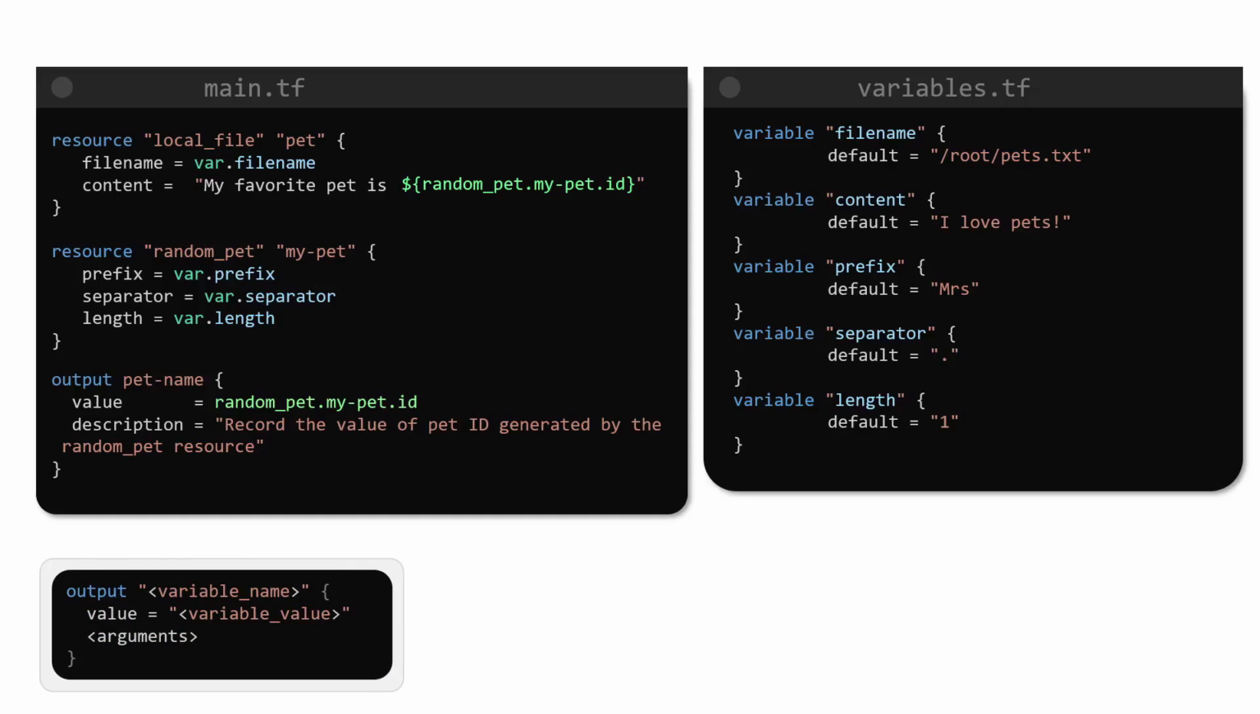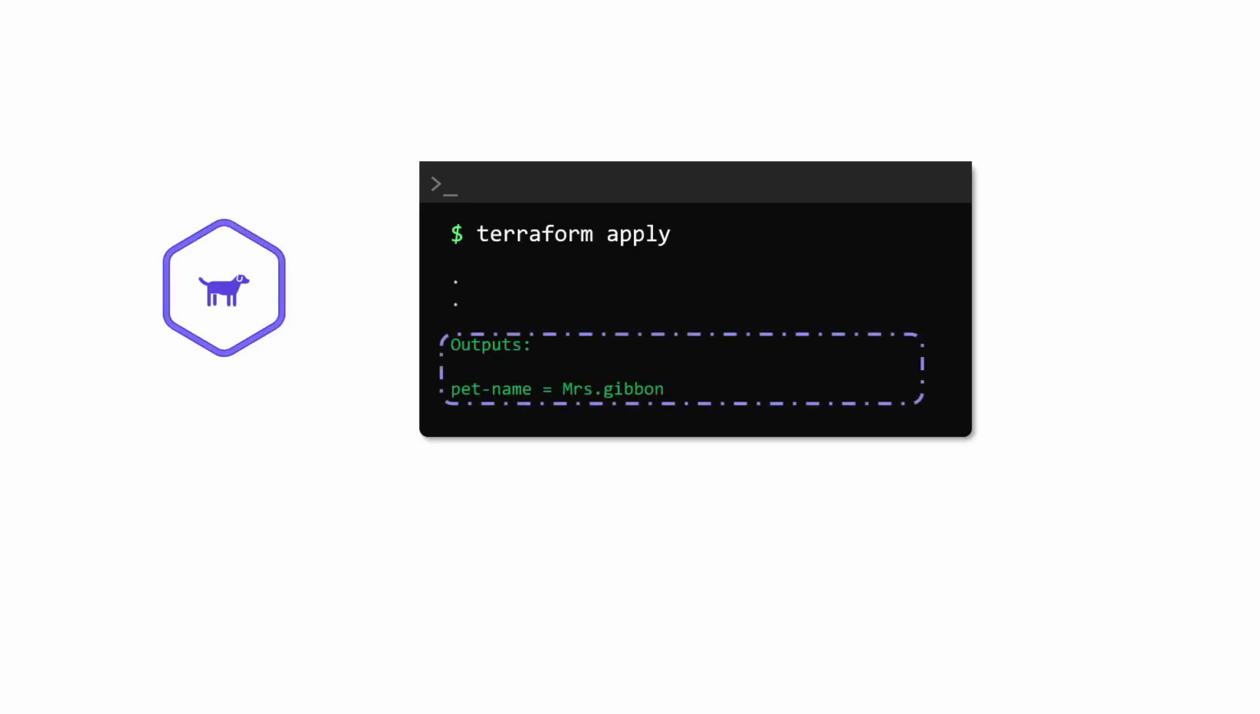Inside this block, the mandatory argument for value is the reference expression. We can also add a description, which is an optional argument to describe what this output variable will be used for. Once this block has been created, when we run Terraform apply, we can see that the output variable is printed on the screen.